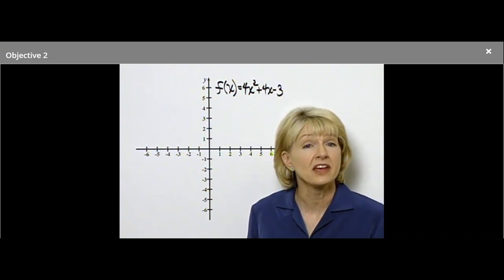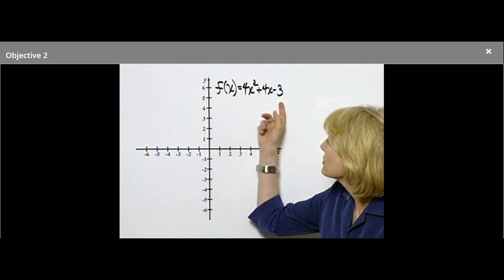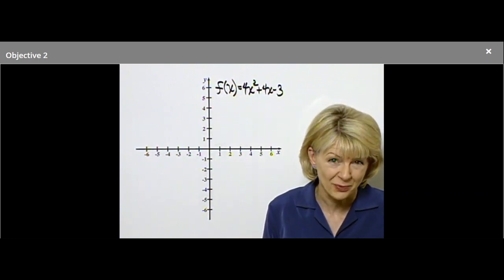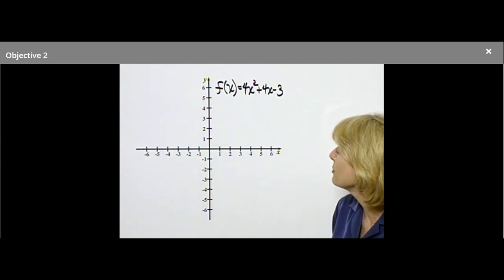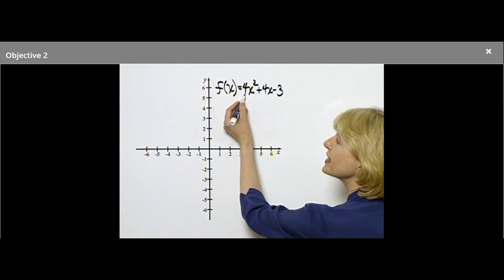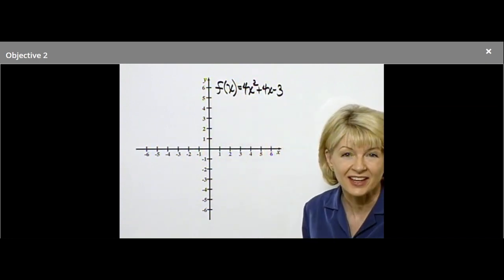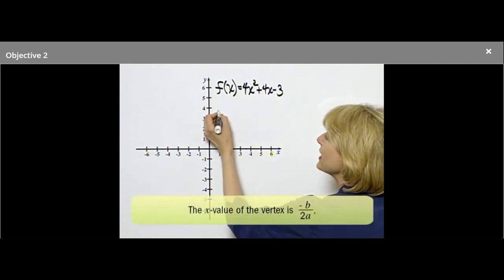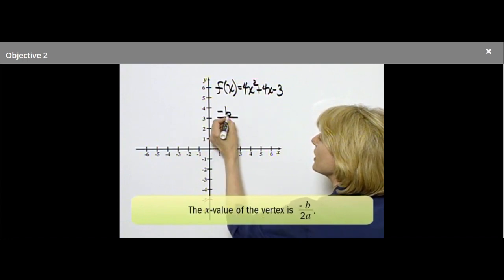So let's now use that vertex formula to find the vertex. Here, notice I have a quadratic function, so we know the graph is a parabola. Let's first find the vertex of the parabola. Now notice A is 4, B is 4, and C is negative 3. Let's use that vertex formula. Let's find negative B over 2A.